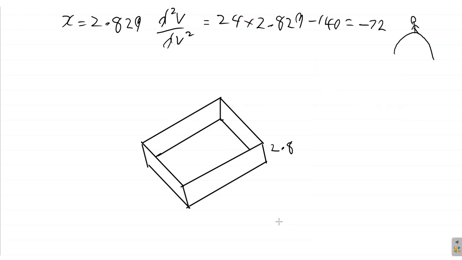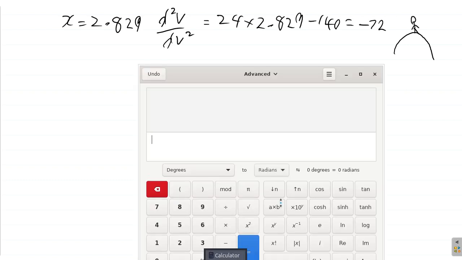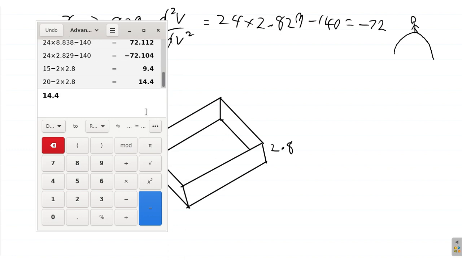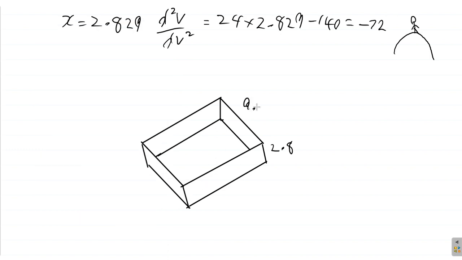Let's calculate that. 15 minus 2 times 2.8 is 9.4, and then the other one was 20. 20 minus 2 times 2.8 should be 14.4. So I have 9.4, 14.4. So the maximum volume would be calculated with 14.4.